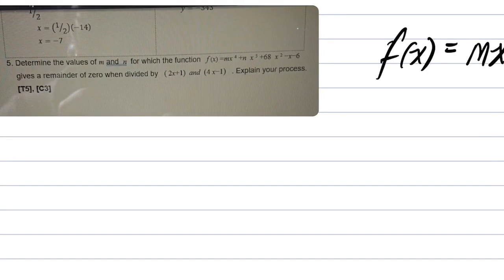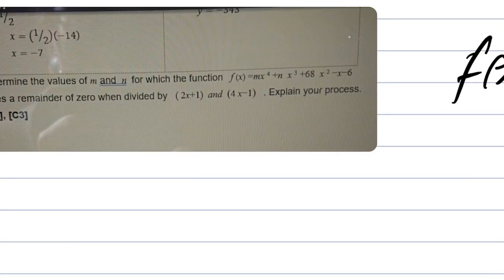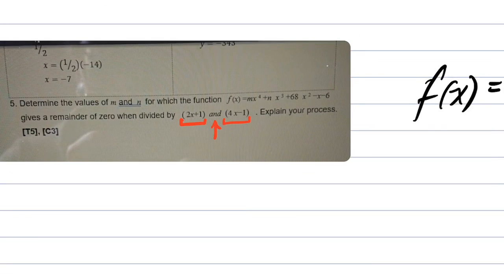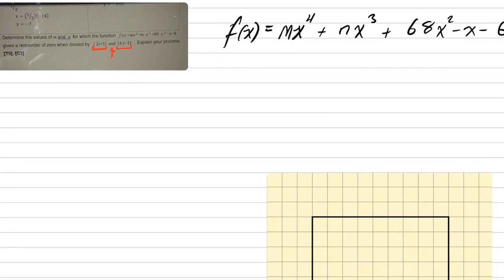So we're asked to determine values of m and n for this function, f of x, such that it gives a remainder of 0 if it's divided by both 2x plus 1 and 4x minus 1. And one of the key things in this question is that we have this "and" term in here. So it's including both of those when we're considering the solution. It's not one or the other. It has to be divisible by both of those at the same time.